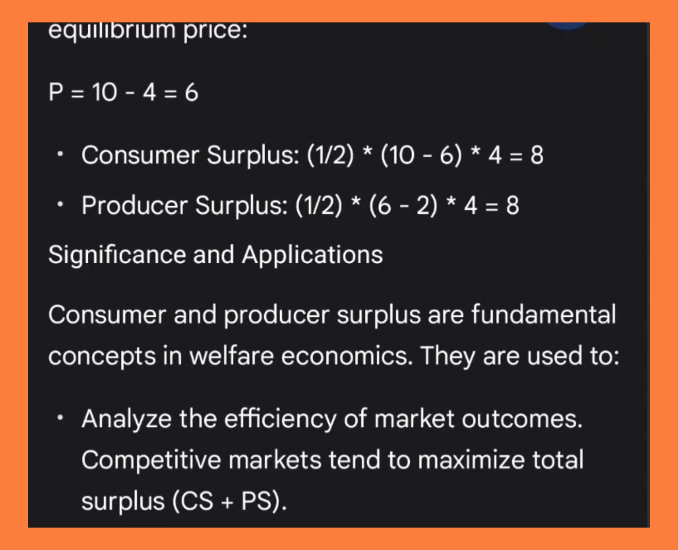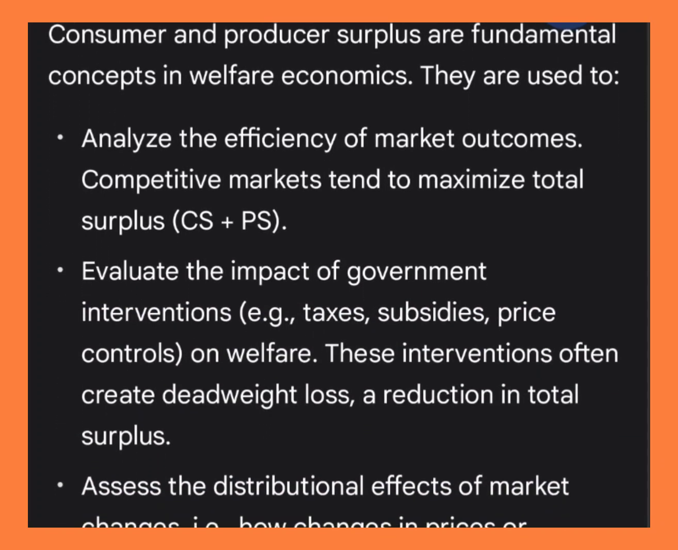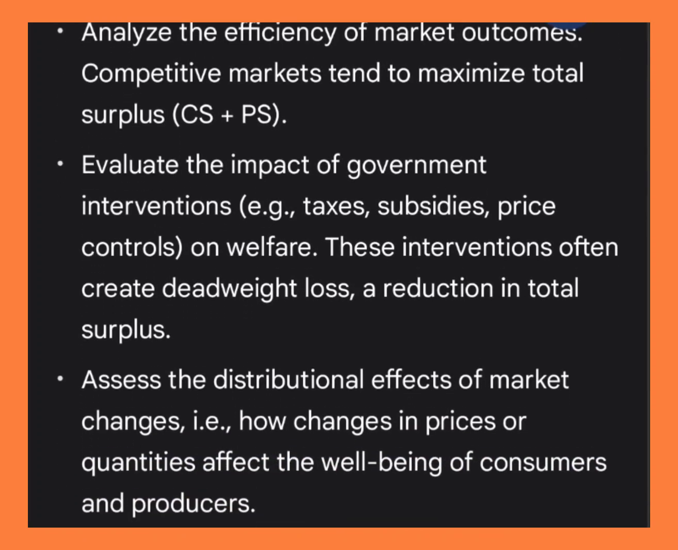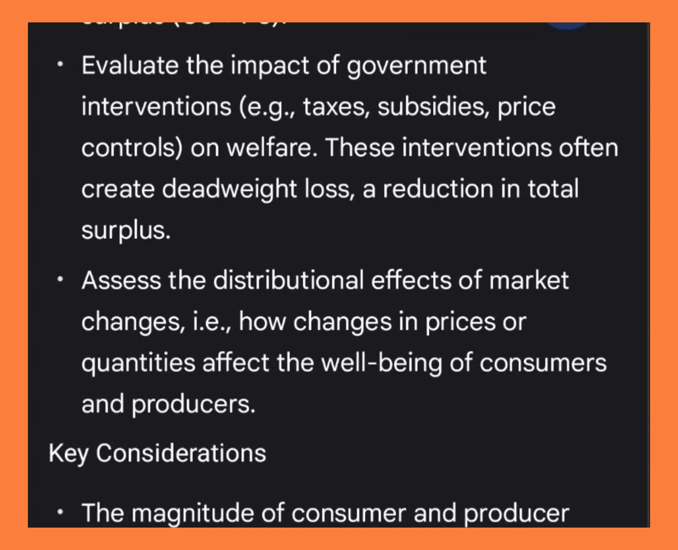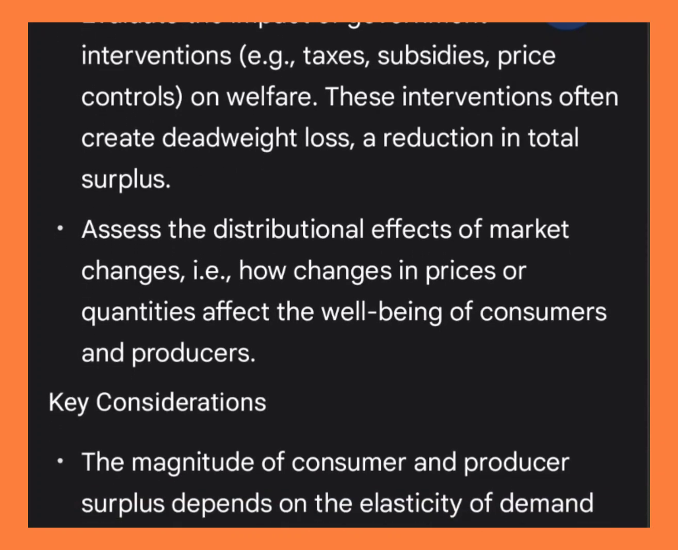Significance and applications. Consumer and producer surplus are fundamental concepts in welfare economics. They are used to analyze the efficiency of market outcomes, since competitive markets tend to maximize total surplus, CS plus PS. They also evaluate the impact of government interventions, e.g., taxes, subsidies, and price controls, on welfare. These interventions often create deadweight loss, a reduction in total surplus. And they assess the distributional effects of market changes, i.e., how changes in prices or quantities affect the well-being of consumers and producers.